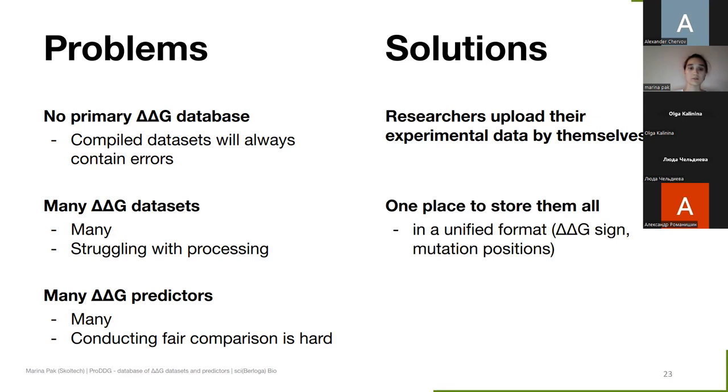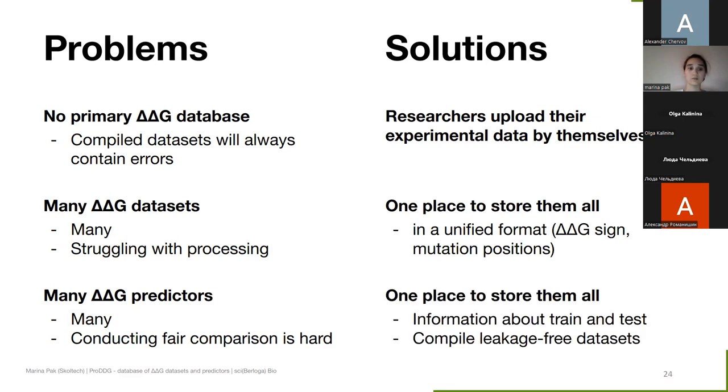As for the second and the third, the solution might be to store all data sets and predictors in one place in a unified format, with reviewed data, agree on the sign of delta G, and check matching positions in structure and sequence. As for predictors, annotate what training and testing sets were used for their development. This will help to compile leakage-free datasets for fair assessment.